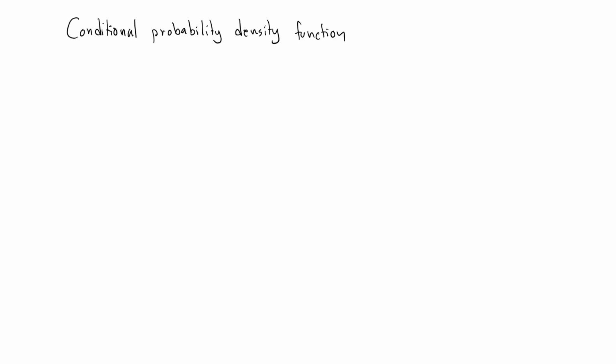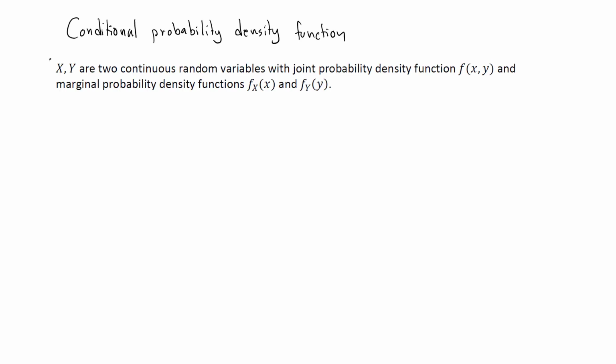In this lecture, we'll define a function called the conditional probability density function. The starting point is now two random variables that are both continuous and a joint probability density function f of x, y that contains all information about these two random variables. From the joint PDF, I can find the marginal PDF of x and the marginal PDF of y by integrating away one of the variables.